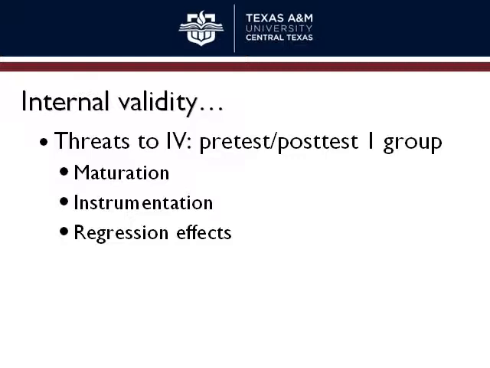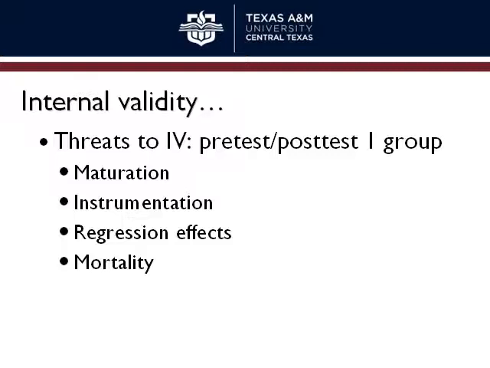So even if you did something to them in that interim, the difference you see might not be due to what you did, might be due to the change in the way that the dependent variable was being measured. A third one, regression effects. Again, here's where that difference across time maybe is due to the fact that extreme scores tend to regress toward the mean, toward the average.